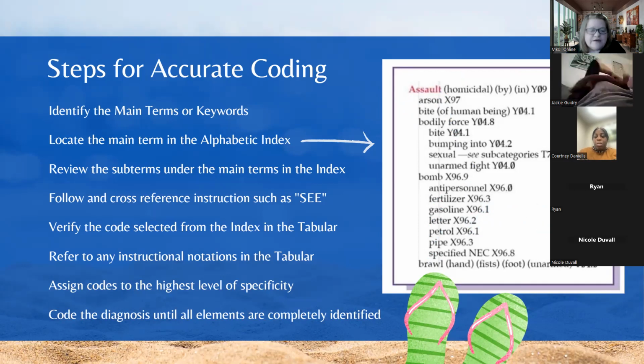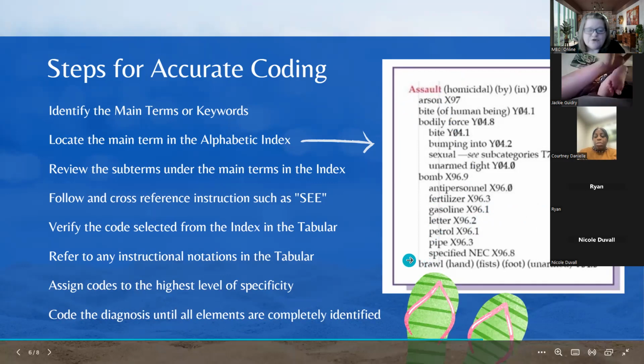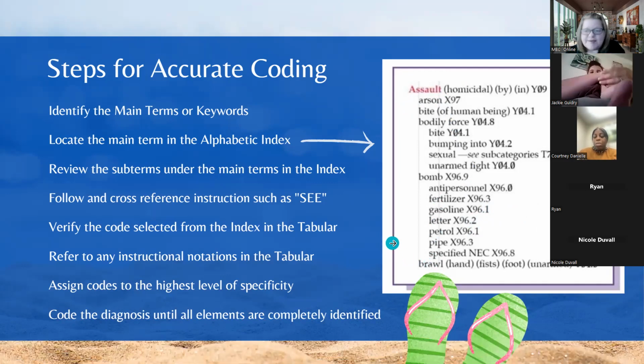All right, verify the code selected from the index in the tabular. We always verify, right? We do not stop at the alphabetic index. Always verify in our tabular. Refer to any instructional notations in the tabular. Again, pay attention to any highlights, signs, symbols, abbreviations you see around the code or in the definition of the code. Includes, excludes, placeholders where your X is, your stop sign that says I'm not finished, I have more, add more to me. Let's see, assign codes to the highest level of specificity.